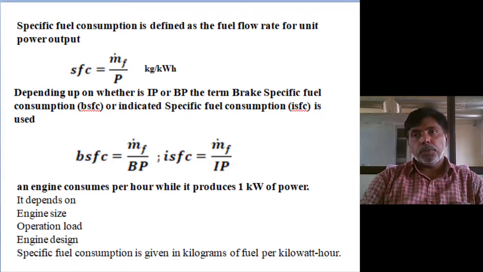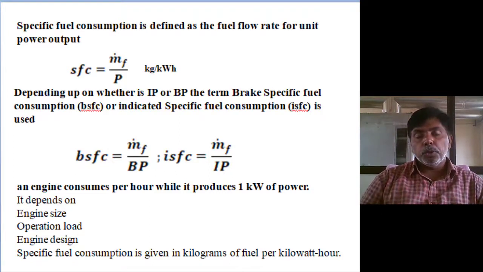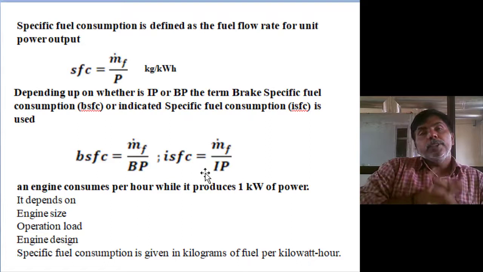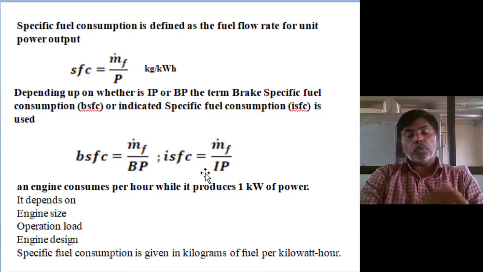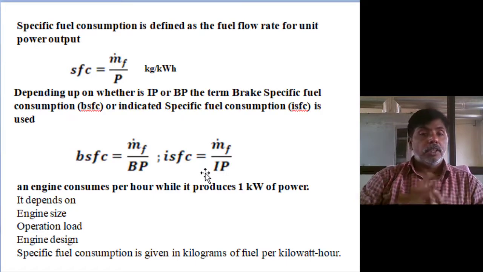Units are important. The specific fuel consumption unit universally in SI system we are using is kg per kilowatt hour. What it means is how many kgs of the fuel per hour are required to produce 1 kilowatt power. If that power is brake power, then it is called brake specific fuel consumption. If that power is indicated power, then it is called indicated specific fuel consumption. That's all.